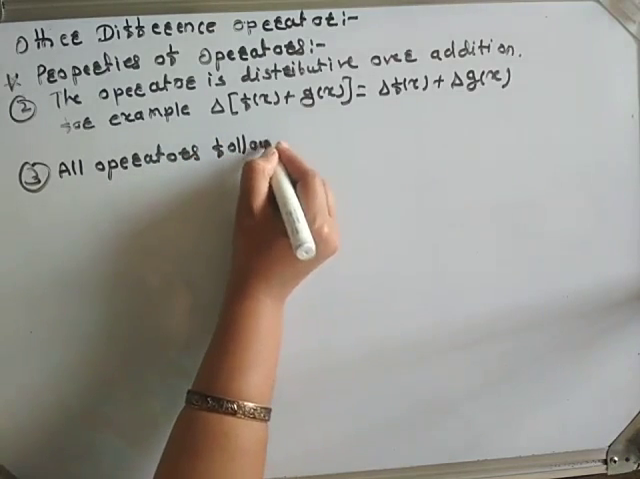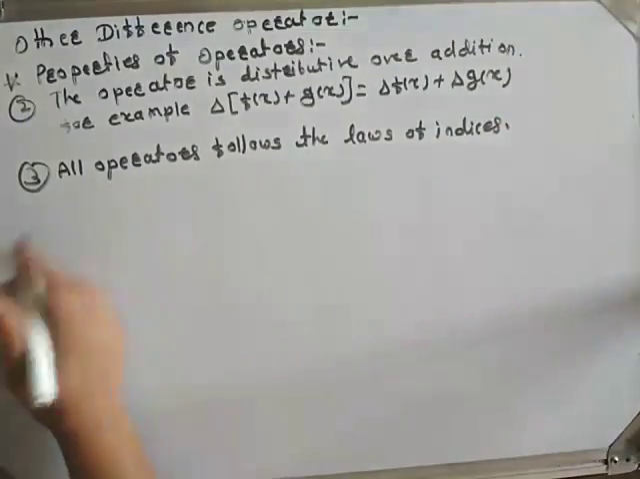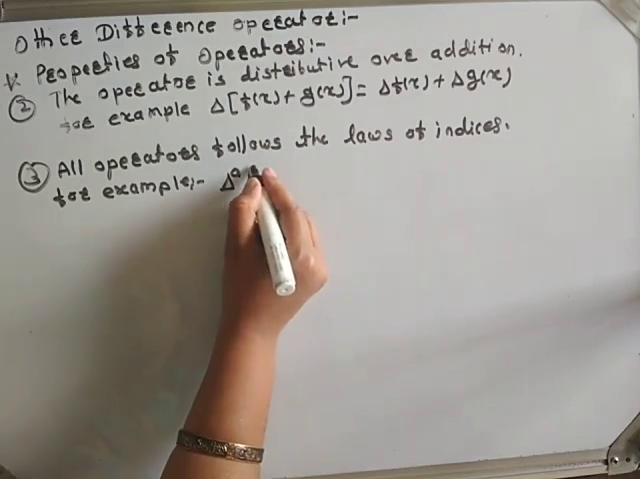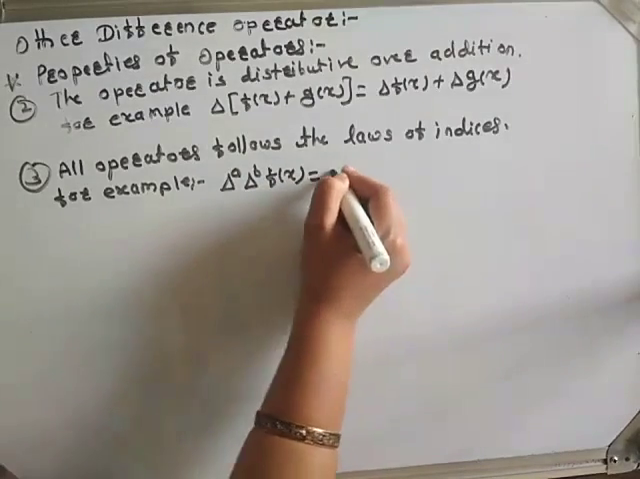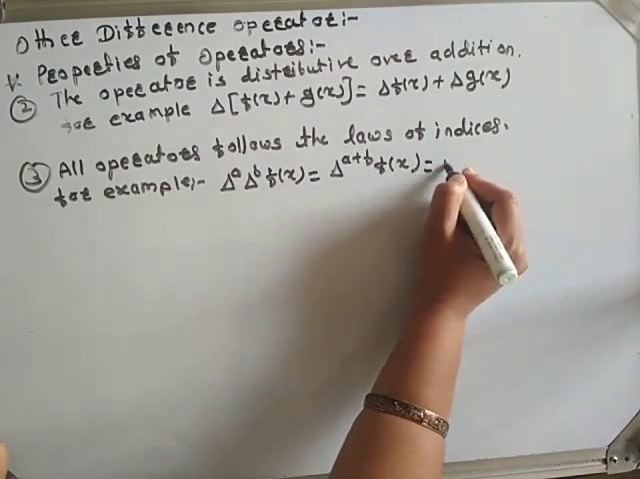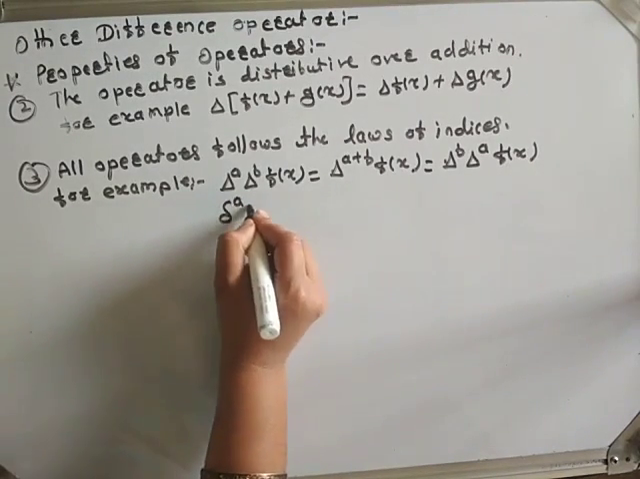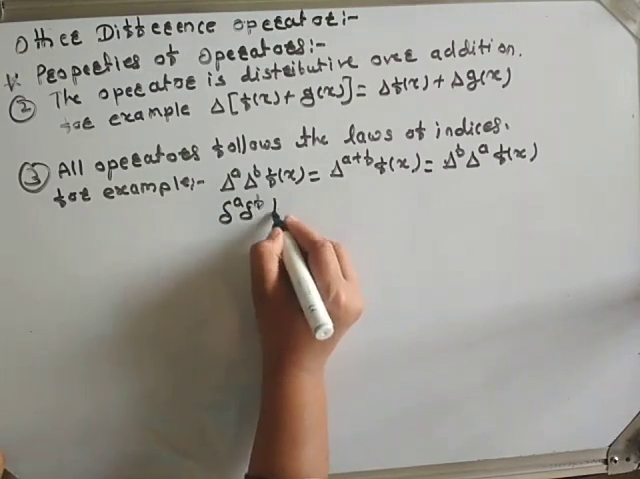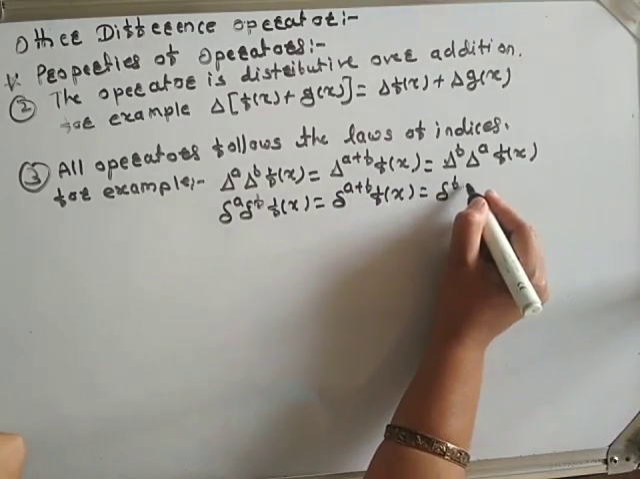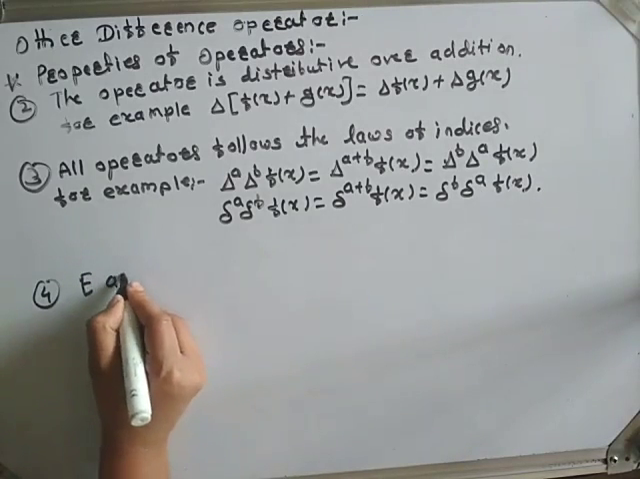Third property is all operators follow the laws of indices. For example, delta raised to a, delta raised to b of f of x is equal to delta raised to a plus b of f of x, which is equal to delta raised to b, delta raised to a of f of x. Okay.